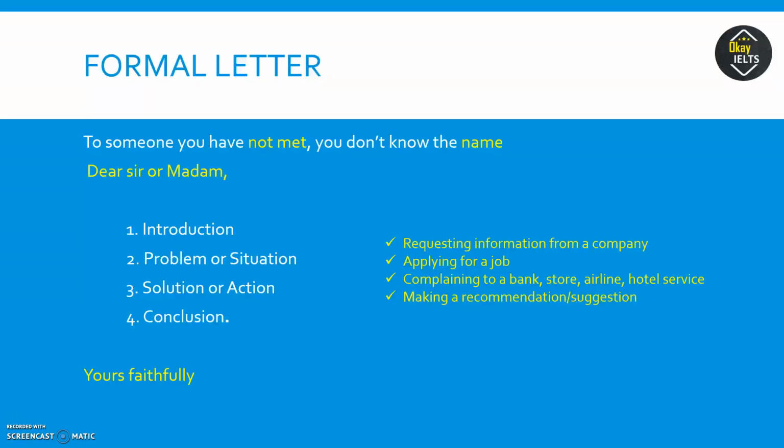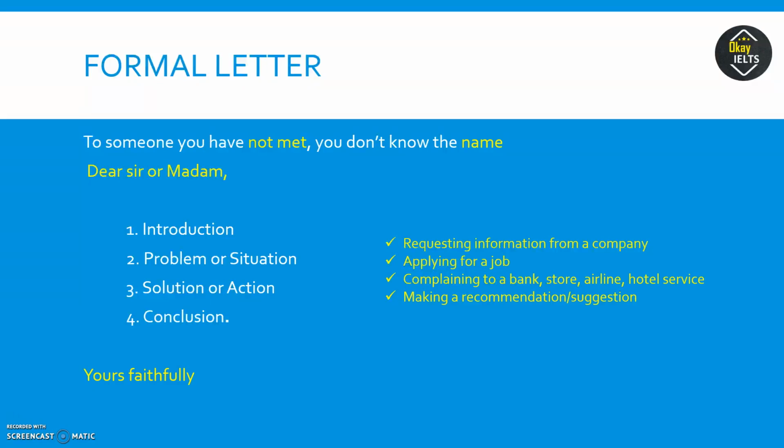Applying for a job, you are sending your resume to a company, like HR or careers at something. You don't know who you are addressing. You don't know the name. You have never met the person. Complaining to a bank, a store, an airline, or a hotel service, you have no idea who you are going to address. You have never met those people. So the way to identify is that you have never met the person and you don't even know the name. It means you are talking about a formal letter.